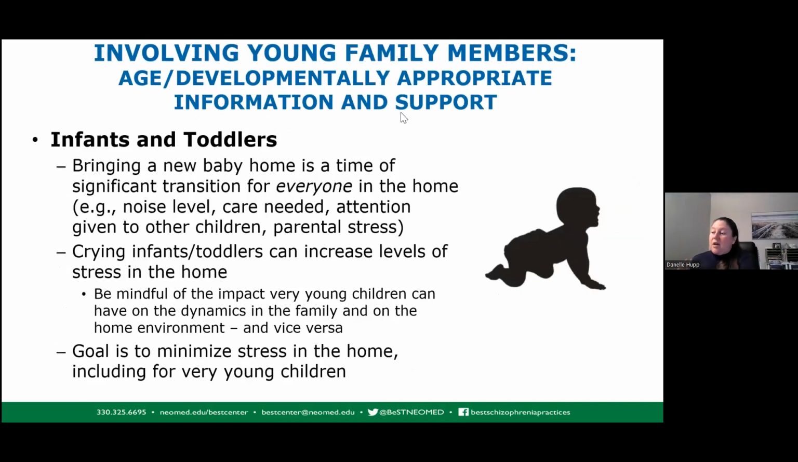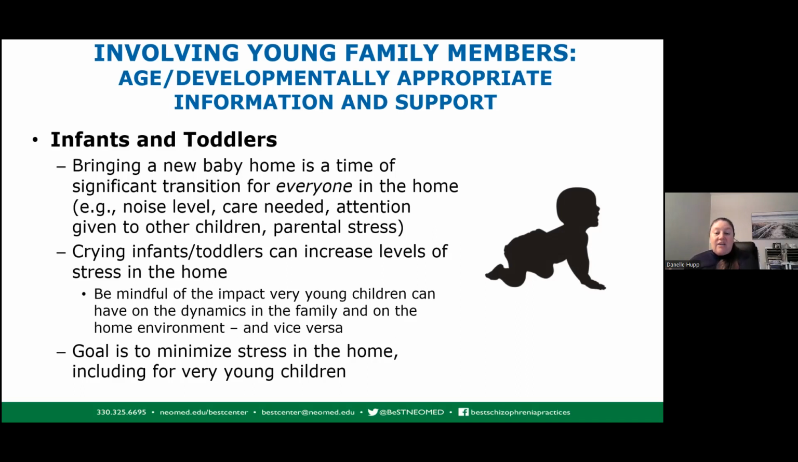So just a couple slides breaking it down from these sort of age categories. When you're thinking about really young ones, infants and toddlers, and most likely it's bringing a new baby home. And at that time, it's a transition for everybody in the home. There's lots of noise, there's lots of care, attention's given to the new baby rather than others. There's a high degree of stress. And so how is that impacting the system, and how is that impacting the individual with whom you're working?